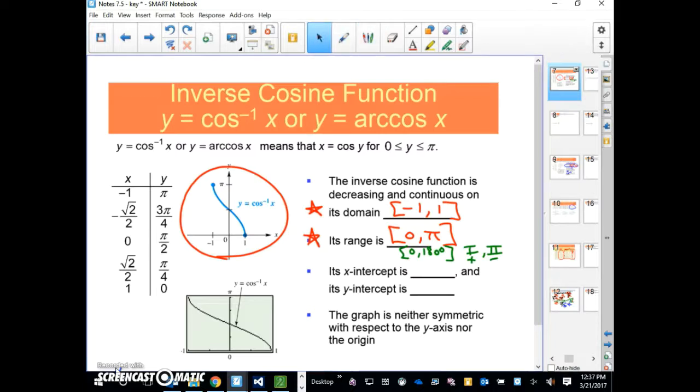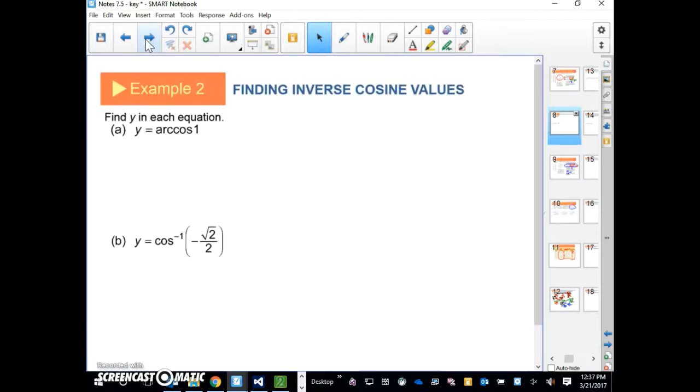Okay, so it's going to be really important that you can think about the domain and the range of all of these inverse trig functions. X-intercept is at 1, y-intercept is at pi over 2, and there is no symmetry. So let's do some examples.